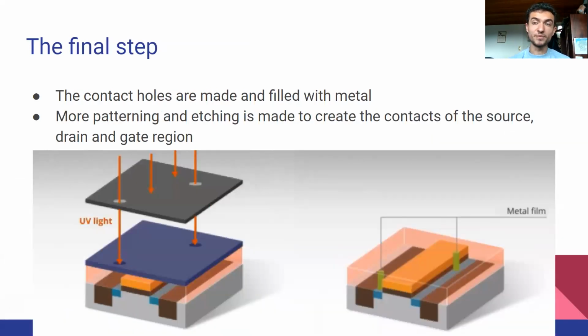The final step of making a MOSFET: the contact holes are made and filled with metal. More patterning and etching is done to create the contacts of the source, drain, and gate regions, as you can see in this image. What I just showed you is a brief summary of how the MOSFET is made. You can see that we talk about depositing, etching, introducing the doping impurities, and also depositing other types of films.